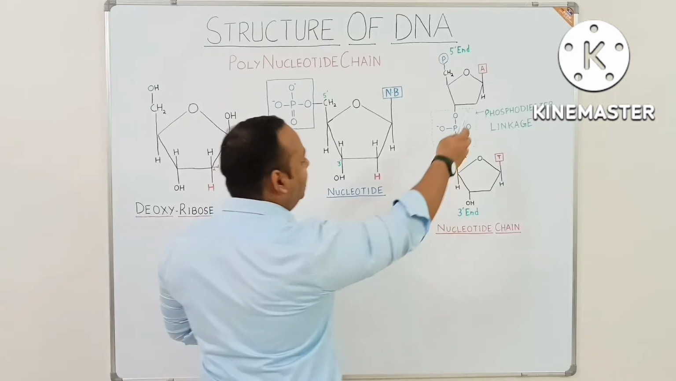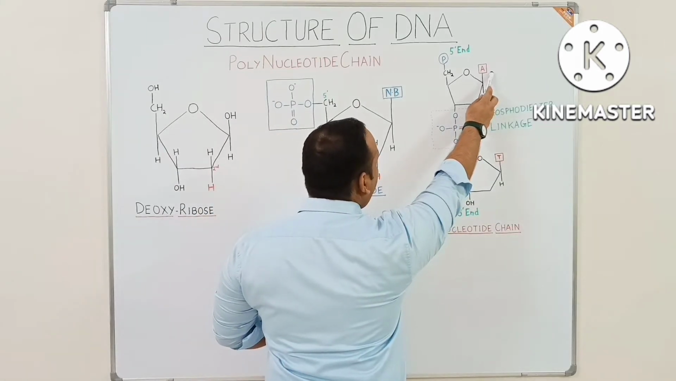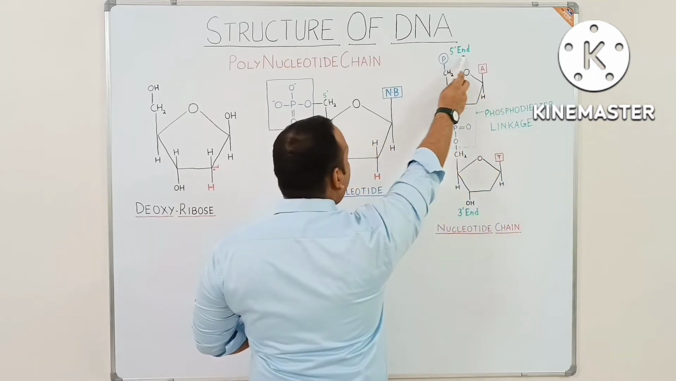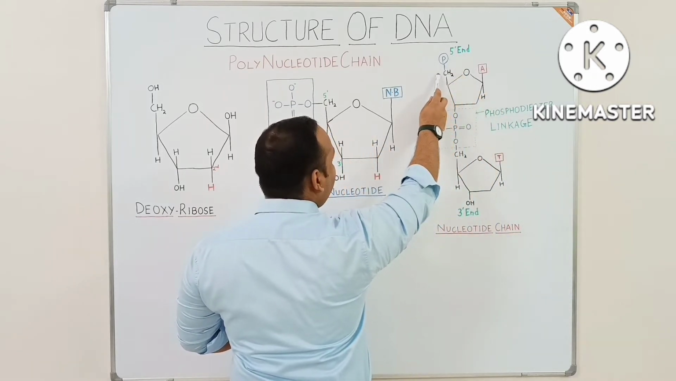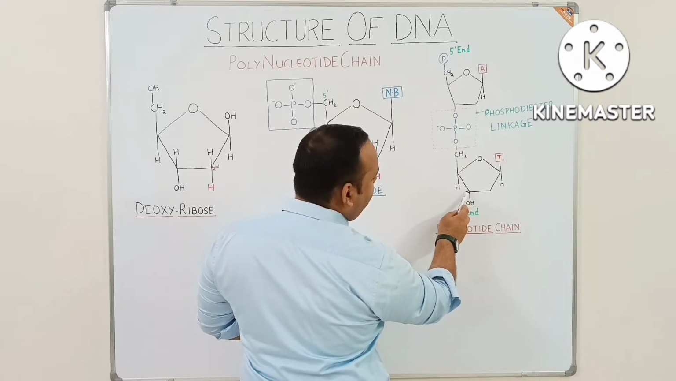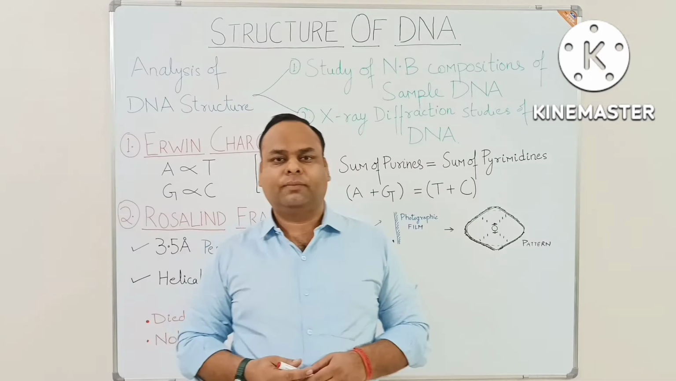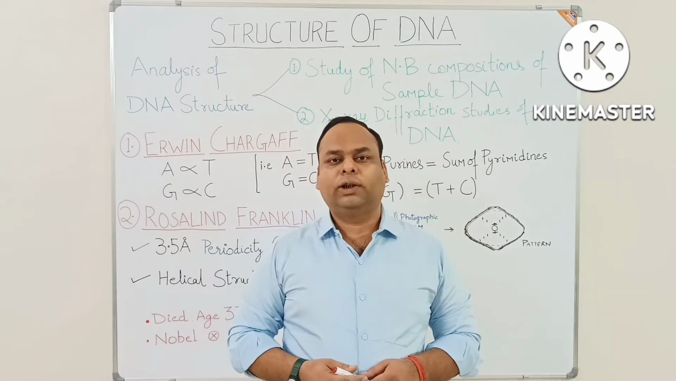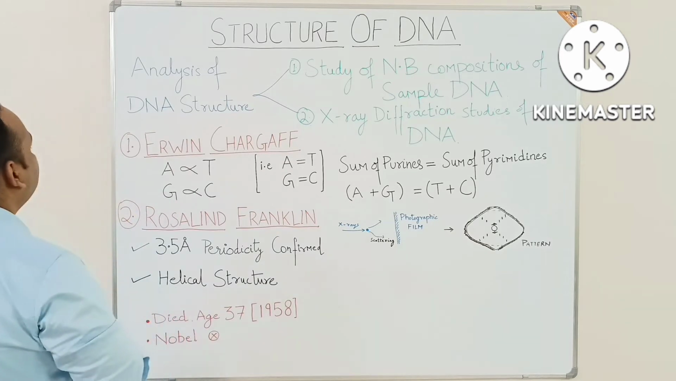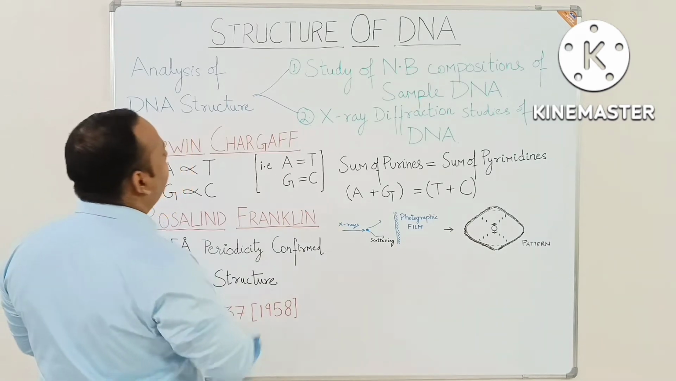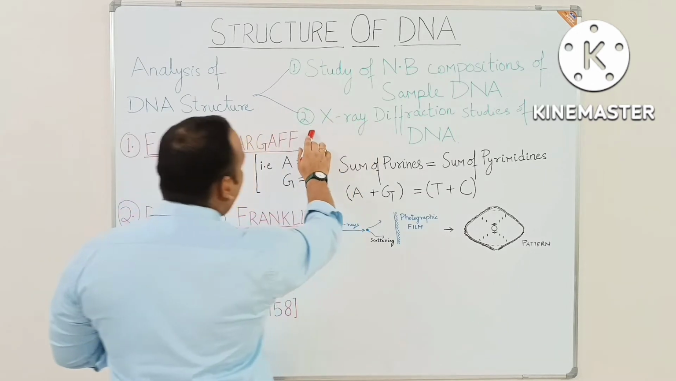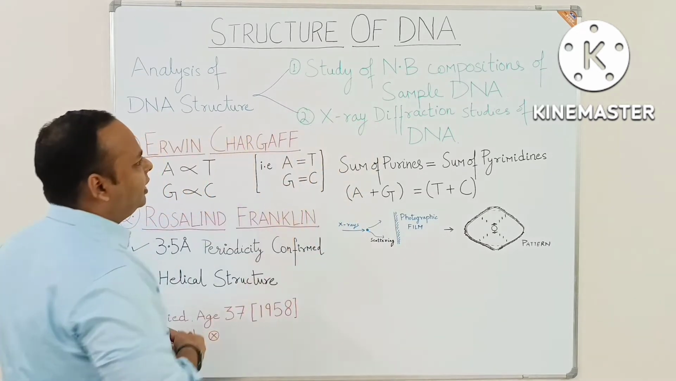We have taken, for example, adenine as a nitrogen base here. Similarly, thymine here. We have the 5' end near the 5th carbon of the sugar, and the 3' OH end at the 3rd carbon of the pentose sugar. Before moving to the Watson and Crick model, let's see what were the sources for study and analysis of the DNA structure. First was the study of nitrogen-based compositions of sample DNA. Second was the X-ray diffraction studies of DNA.